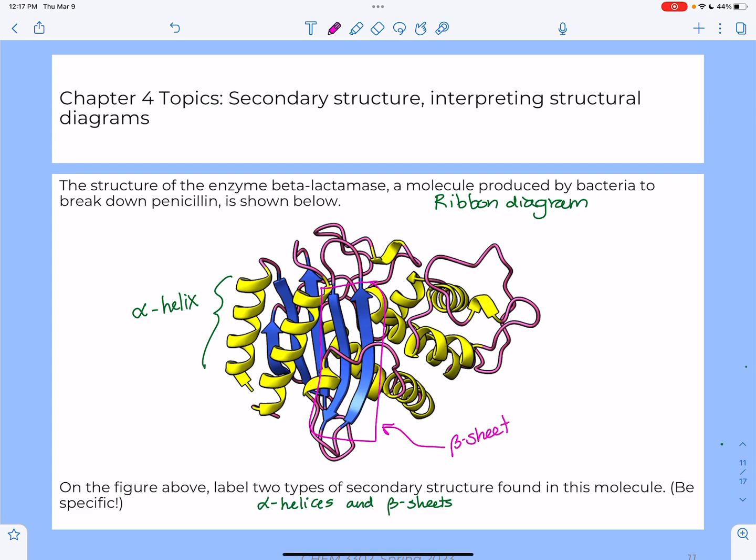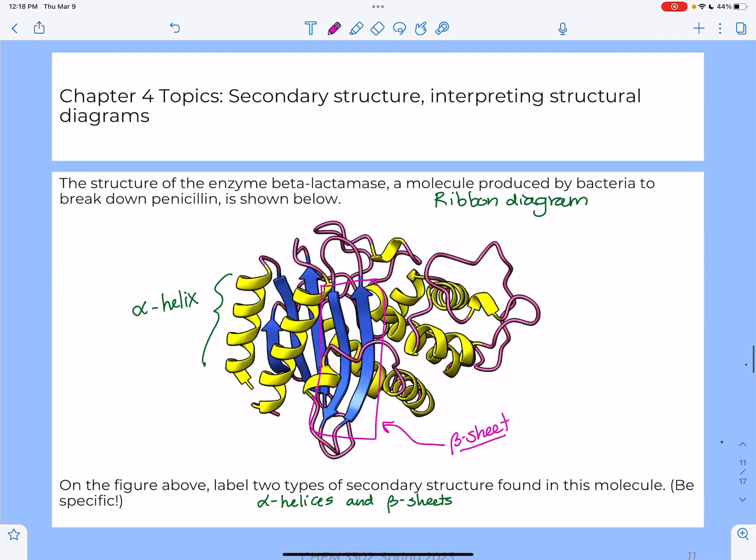Now we want to be as specific as possible. So let's look at our beta sheet first, and we would characterize it by both the number of strands and whether they're parallel or anti-parallel. So let's look. So we've got 1, 2, 3, 4, 5. So this is a 5-stranded beta sheet. And is it parallel or anti-parallel? Well, my arrows are pointing in opposite directions, right? So this is an anti-parallel. So this is a 5-stranded anti-parallel beta sheet.